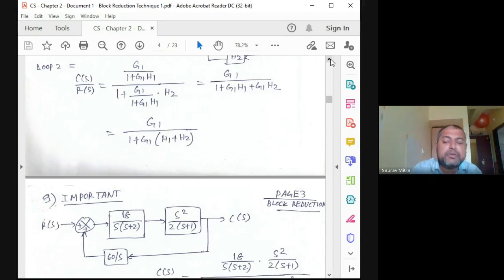That's what I'm asking you to see my notes first, and after you complete my notes, all these 23 pages, there is another document. All these numericals, when you solve them, then go for any book, no problem.